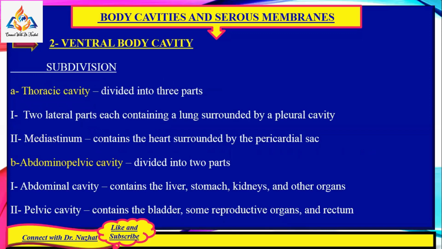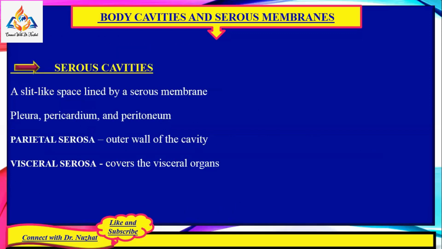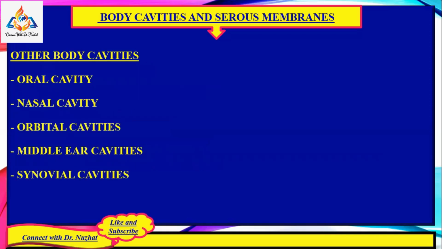This is the ventral body cavity and subdivision. Serous cavities are slit-like spaces lined by a serous membrane: pleura, pericardium, and peritoneum. Parietal serosa is the outer wall of the cavity. Visceral serosa covers the visceral organ. Some other body cavities include the oral cavity, nasal cavity, orbital cavity, middle ear cavity, and synovial cavity.